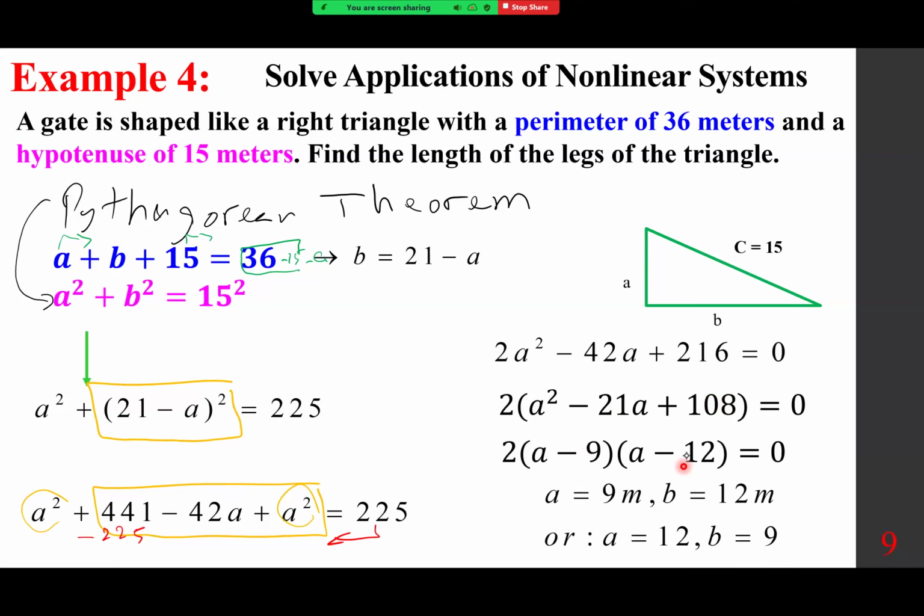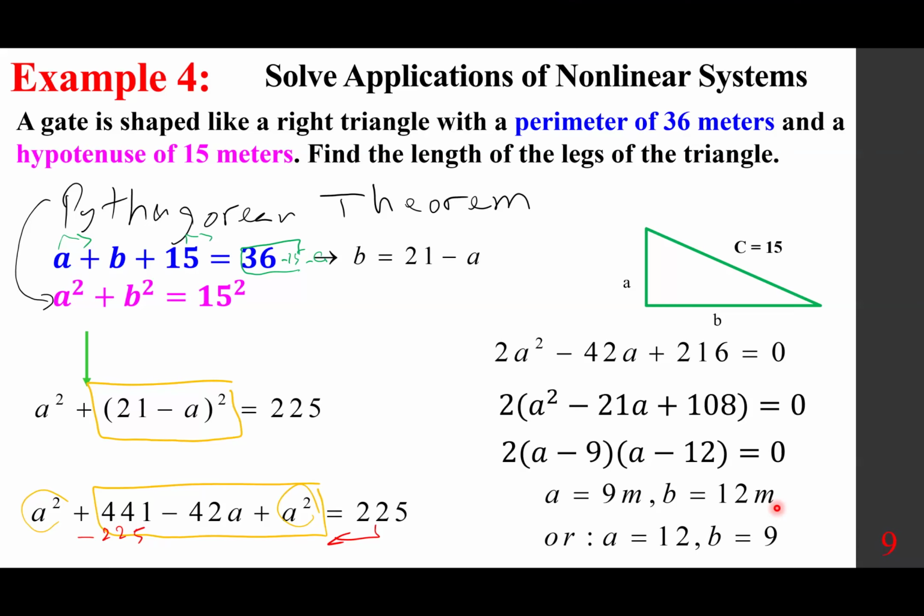So you can say A is 9, B is 12, or you can say A is 12, B is 9. The fact of the matter is the dimensions are 9 and 12. One of them is 9, one of them is 12. That's why we get two sets in essence. But it's really one possibility: one of them has to be 9, one of them has to be 12, in any order.